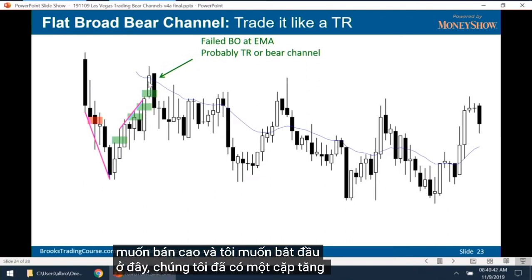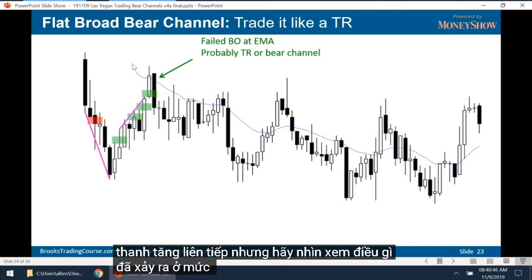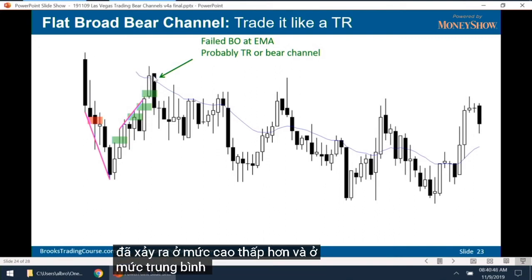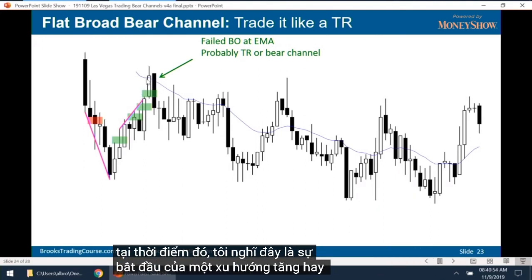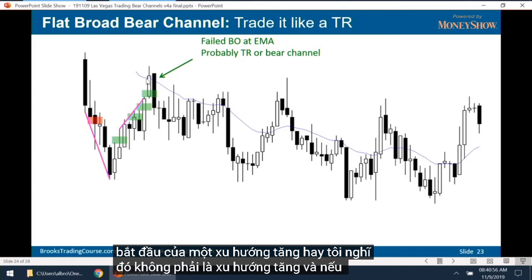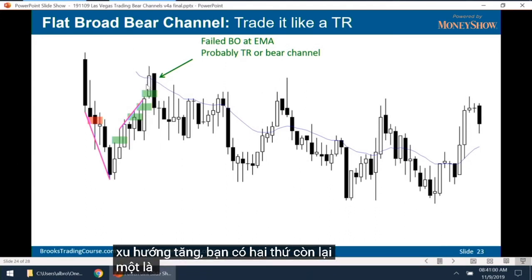Here we got a bull breakout, a pair of consecutive bull bars, but look what happened. A lower high and at the moving average, and the next bar reversed. Okay? At that point, am I thinking this is the start of a bull trend, or am I thinking it's not a bull trend? And if it's not a bull trend, you have two things left. One is a bear trend, and the other is a trading range.